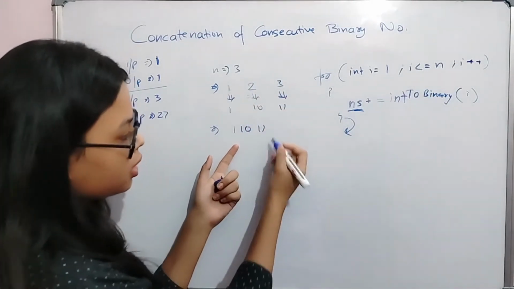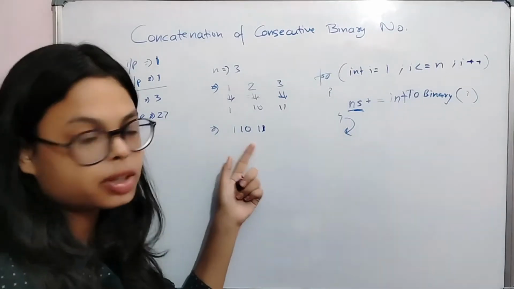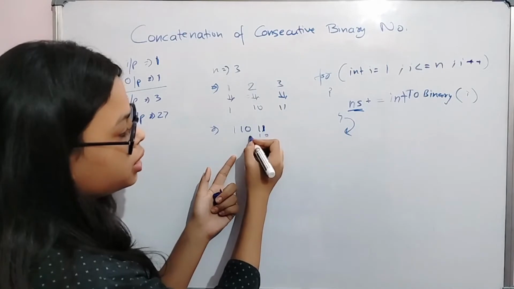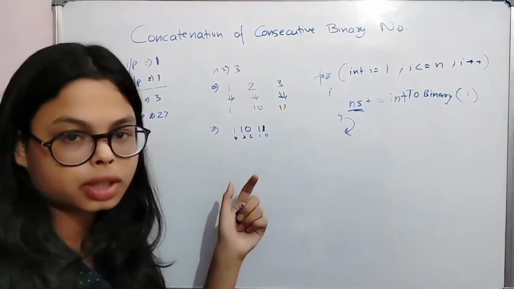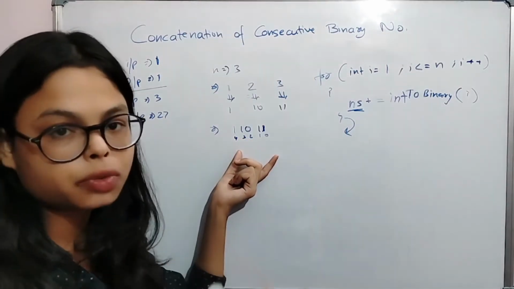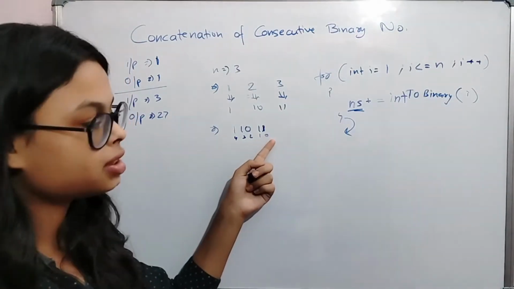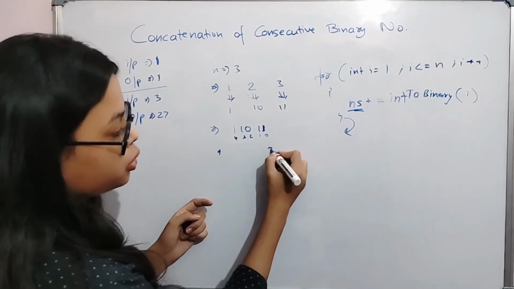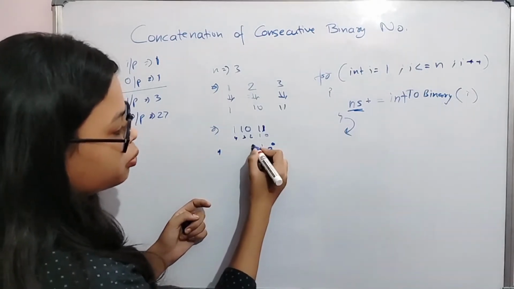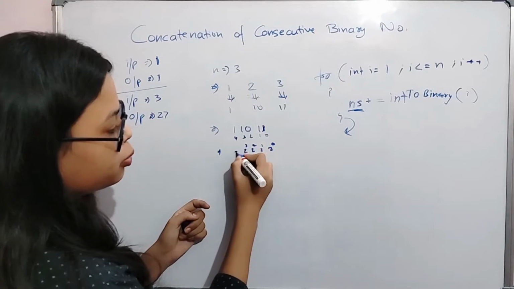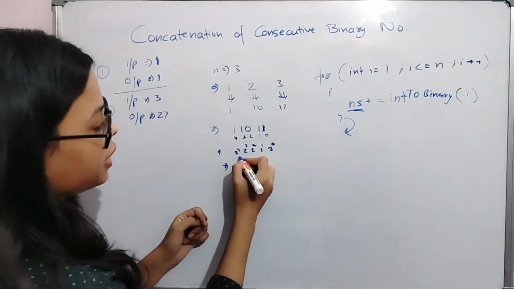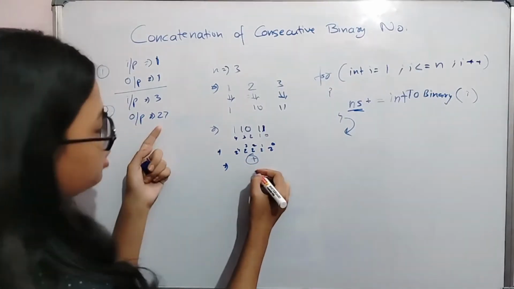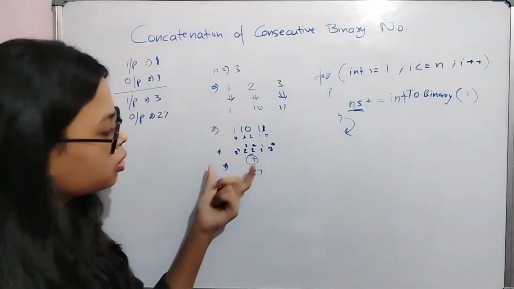For the binary number 11011, we have indexes 0, 1, 2, 3, 4. As we know, to convert a binary number to a decimal number, we start the indexing from the right-hand side, and then we take 2 power 0, 2 power 1, 2 power 2, 2 power 3, 2 power 4. We add them, and we get 27. So it's simple.